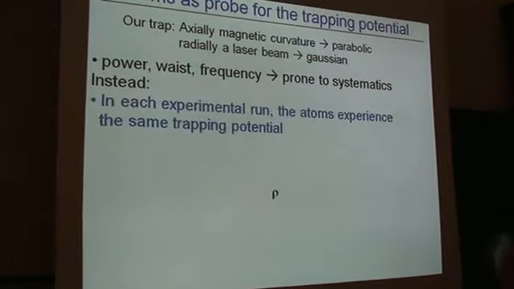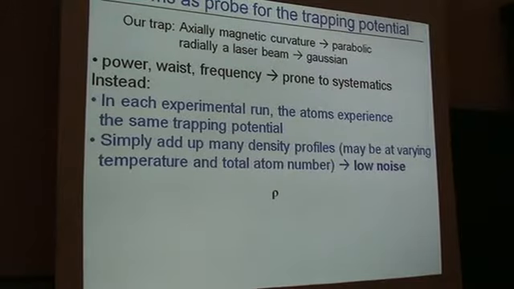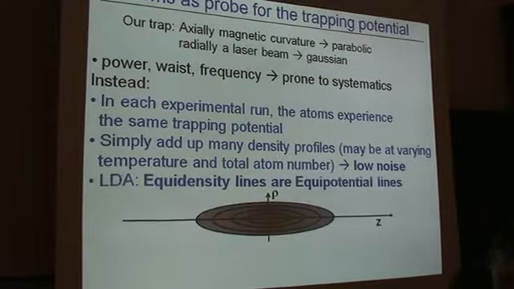Instead, what you should do is use the atoms themselves as a probe for your trapping potential. In each experimental run, the atoms experience the same trapping potential. So that's nice. We can just sum up all kinds of density profiles from 10,000 shots if you want, with all kinds of different clouds. You might say, wait a second, now you're adding up data that has different temperatures, maybe different numbers of atoms. That's not a problem because they all see the same trapping potential. So you may just add them up. And then one thing is still true: at the locations where the density is the same, the potential has to be the same. So equidensity lines can be converted into equipotential lines.